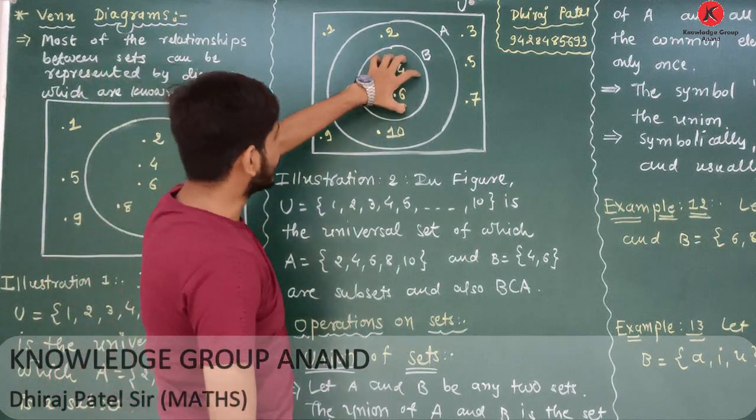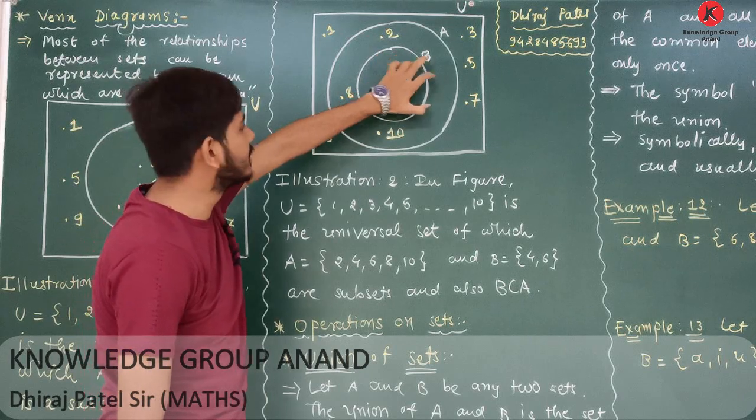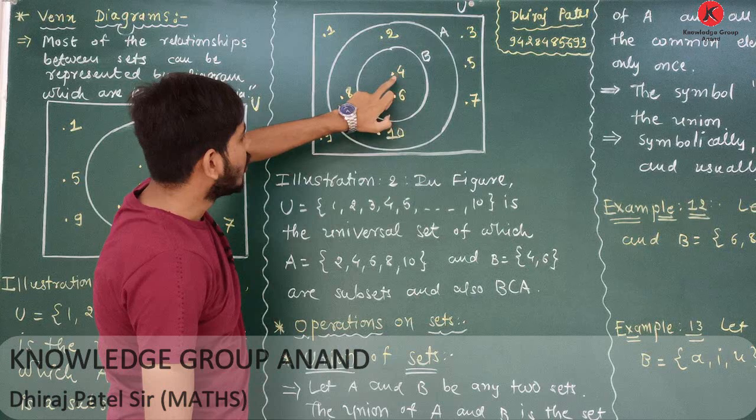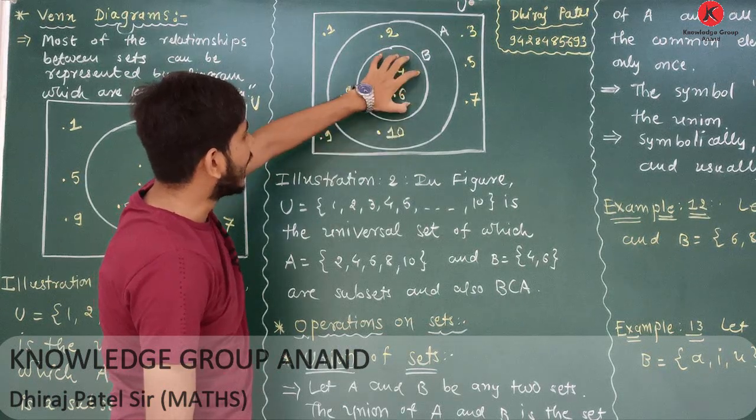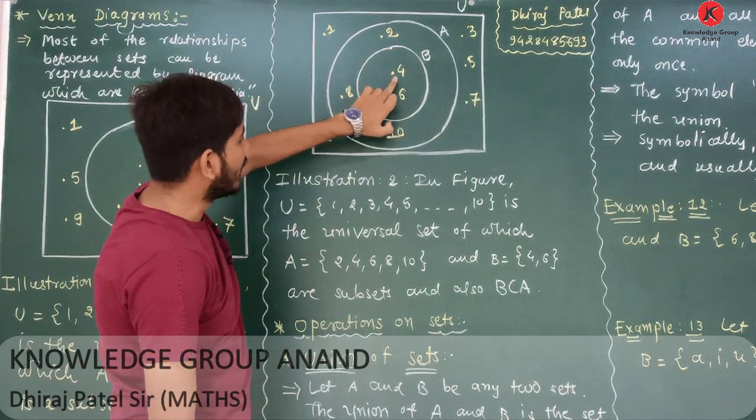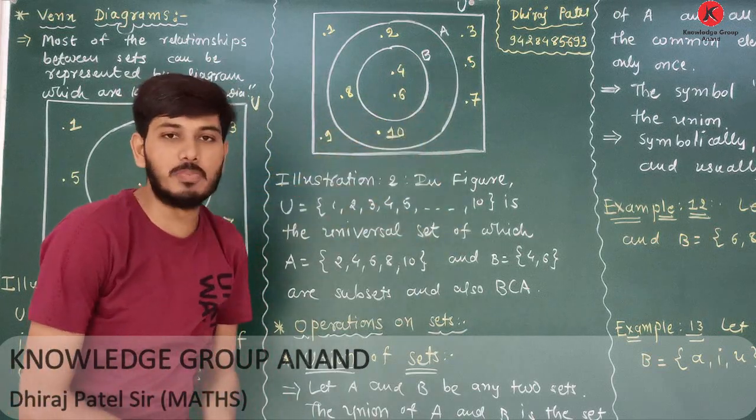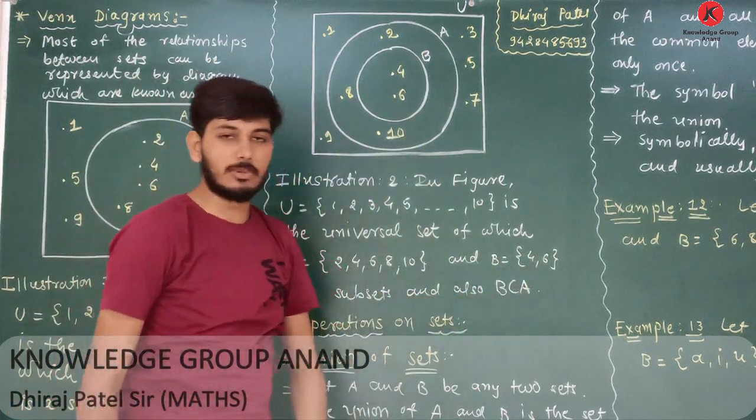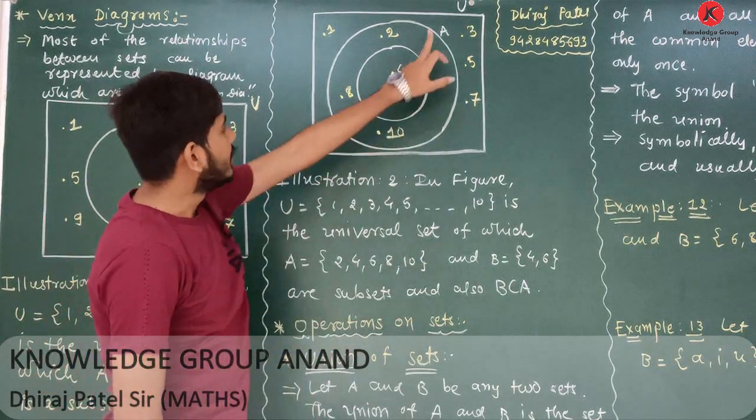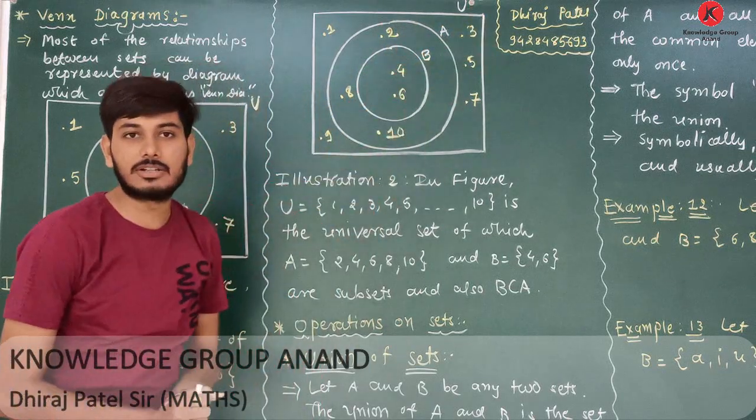Now, we are going for set B. This portion is represented as set B. Therefore, we have only 2 elements in the portion of set B, which are 4 and 6. Therefore, set B has 2 elements, 4 and 6, and A and B both are in the universal set.